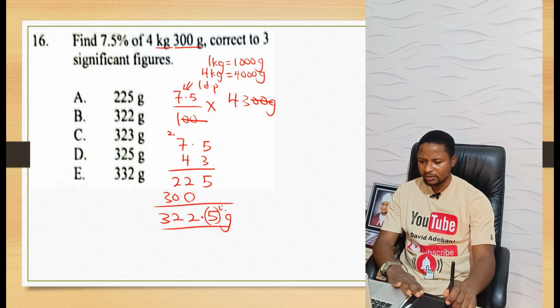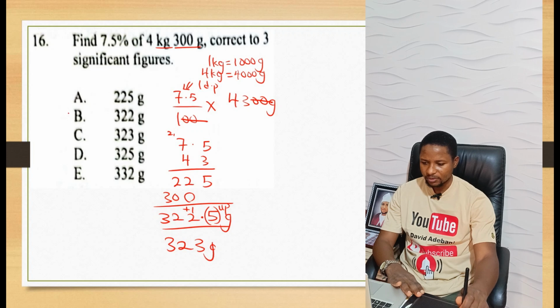Why are you rounding it up? Because it's up to 5. A number from 5 upward is rounded up. So you add 1 to this. Your final answer is 323 grams. That's option C.